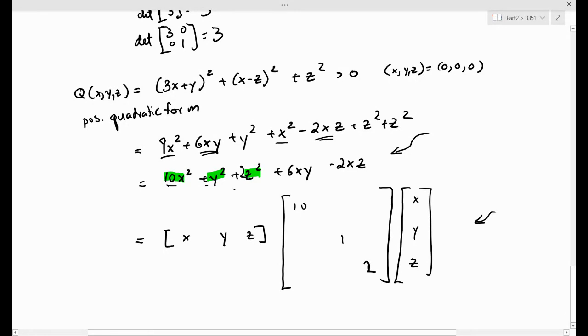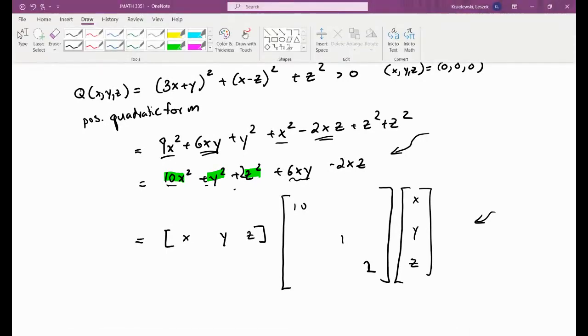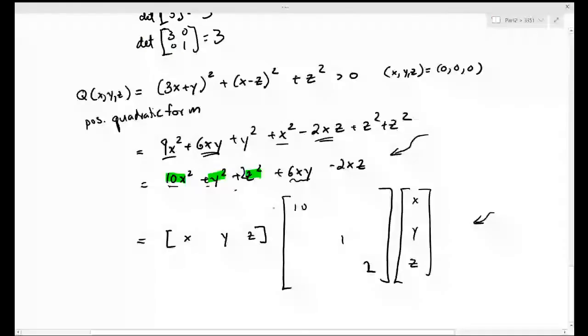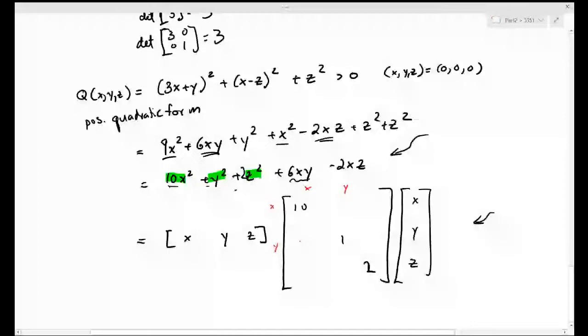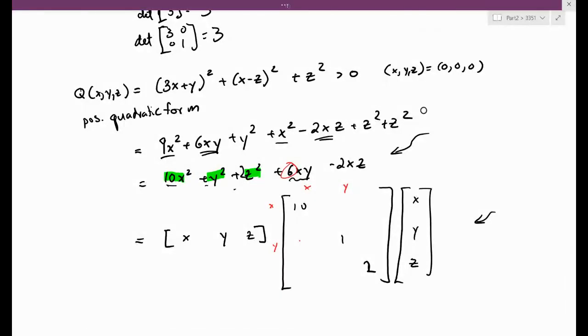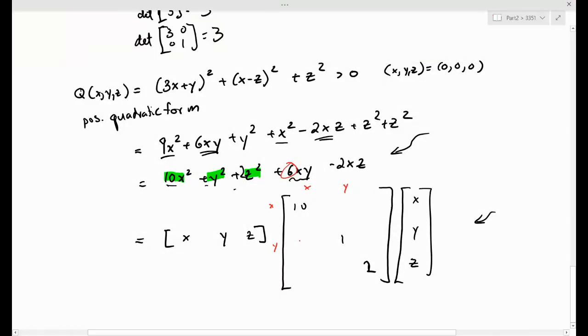And then what would happen is that the mixed term, so you have the xy term. So this is like the x row, and this is like the y column. But then you would have an xy term here as well, so you can divide this coefficient by 2. And you would get these off-diagonal entries.